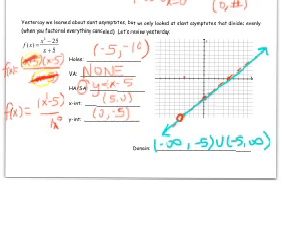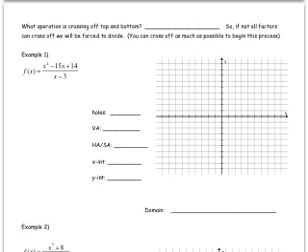Okay, so let's go on to our next page. So once again, in class, before we started, I did ask you to change this example 1 to +14. It is a typo that you should have changed. Make sure that's changed before I start this.